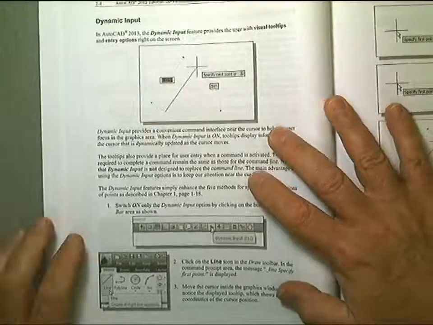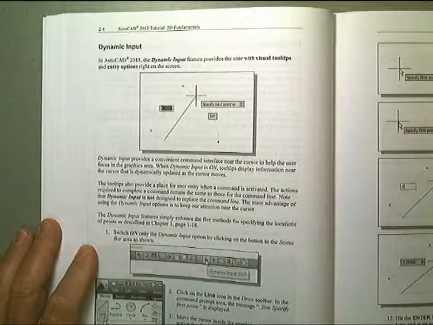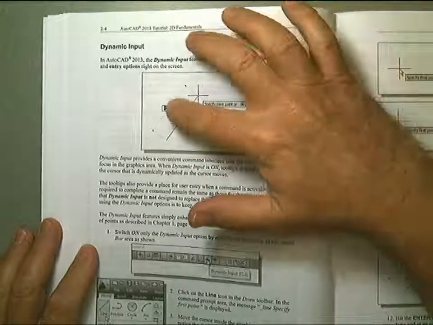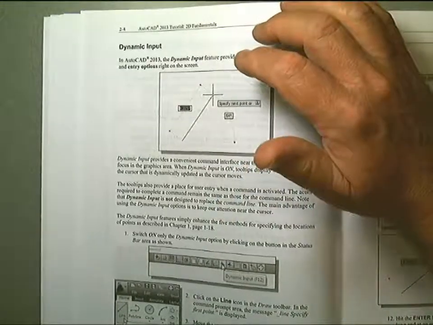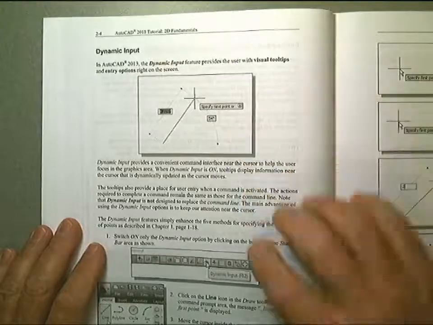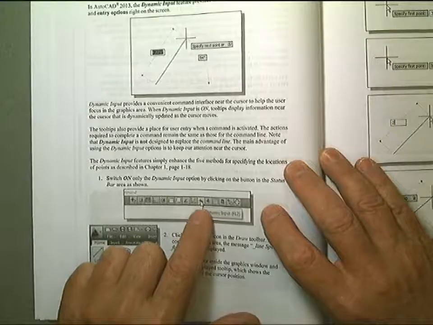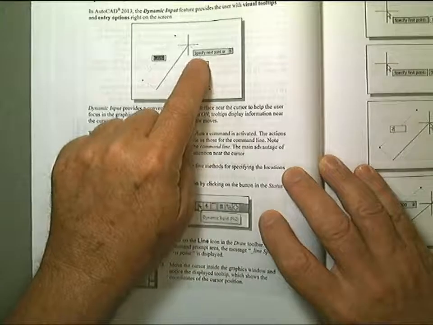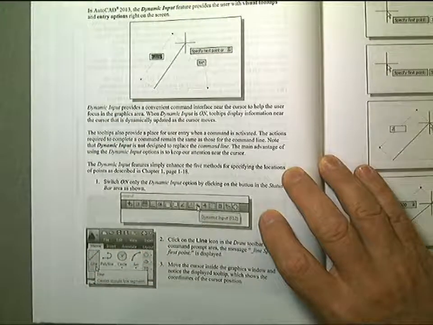Your dynamic input that you see in AutoCAD is these little flags, little boxes and entry options that pop up after you've selected a draw command or even when you're doing some editing. You turn it on by clicking in your status bar, the little symbol that kind of looks like one of these, the dynamic input, or you can just press F12 on your keyboard.